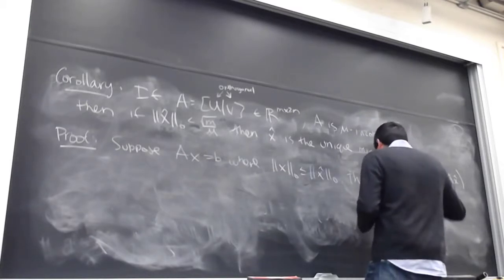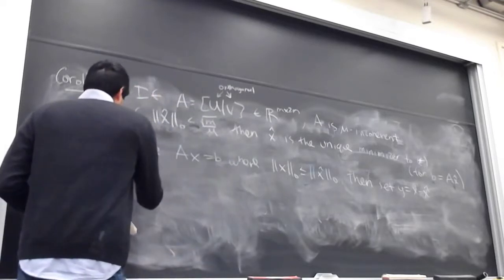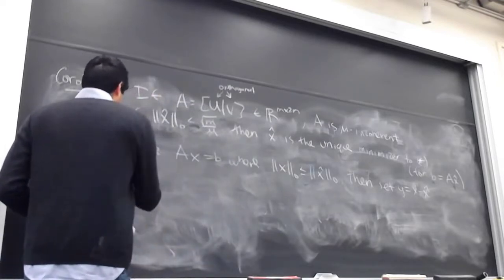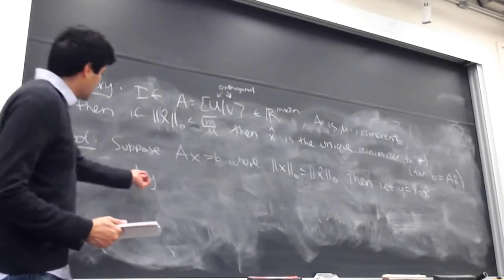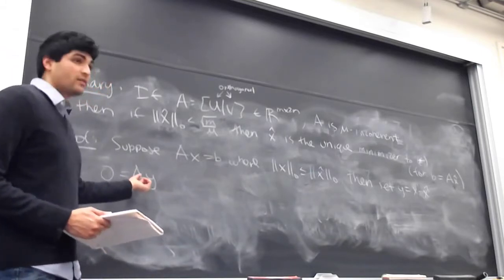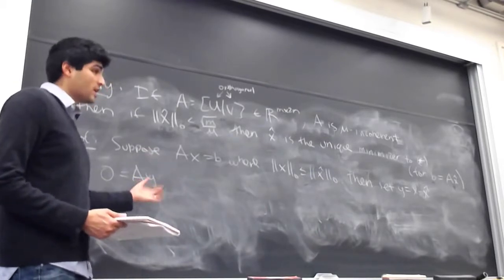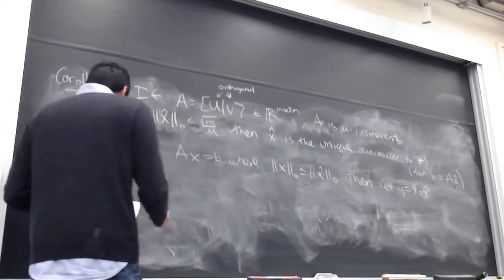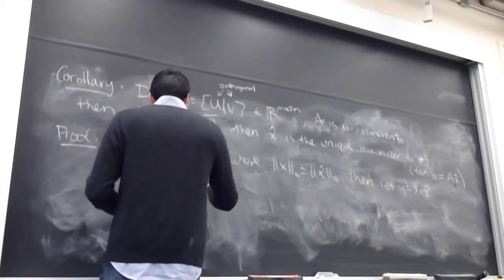So we just look at their difference. And what I claim, so we know that a times y is itself 0, it's in the kernel, because multiplying by x, a times x, we get b, a times x hat, we also get b, so when we subtract the 2, we get 0.